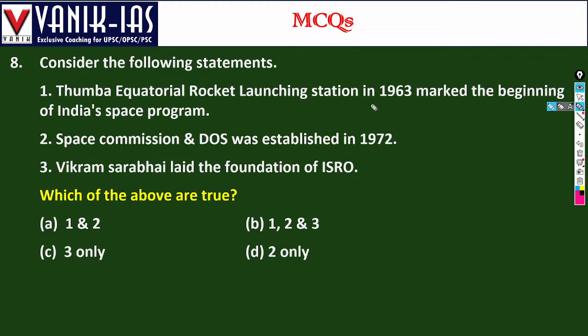The Thumba Equatorial Rocket Launching Station in 1963 was the beginning of India's space program. That is right. The Department of Space was established in 1972, and Vikram Sarabhai Space Centre was the foundation of ISRO. So statements 1, 2, and 3 are all correct.